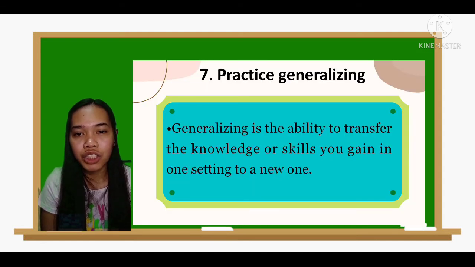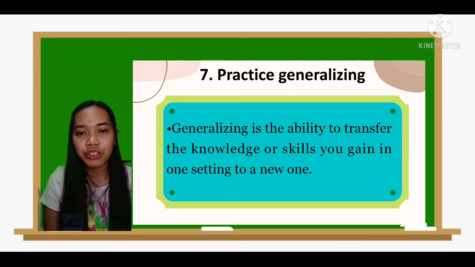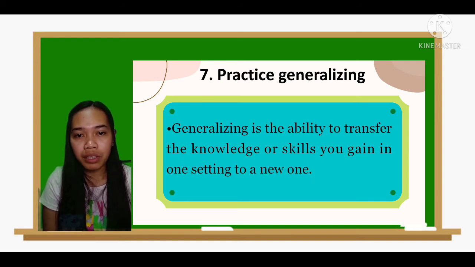7. Practice generalizing. Generalizing is the ability to transfer the knowledge or skills you gain in one setting to a new one. It's all about seeing the bigger picture and looking for more widely applicable rules, ideas, or principles. For example, a child that learns to stack wooden blocks could generalize that skill and later use it to build more elaborate creations using Lego bricks.